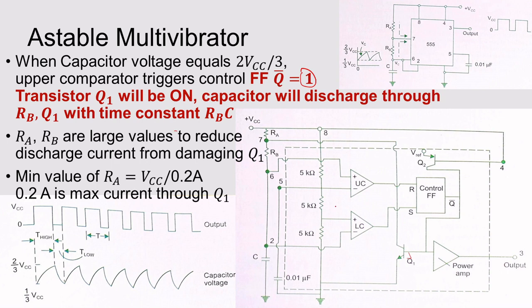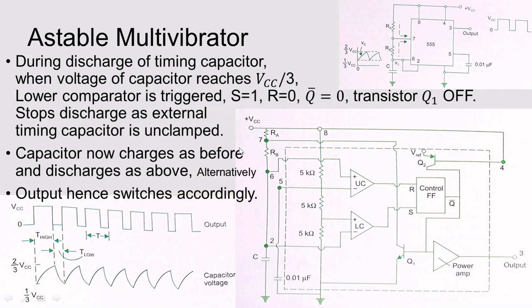Right? So the transistor will go into the on condition. So the capacitor will discharge. When the transistor is on, the capacitor will be discharged through this RB network. This is very important to understand. Okay, so this is the logic, continuously it switches accordingly.